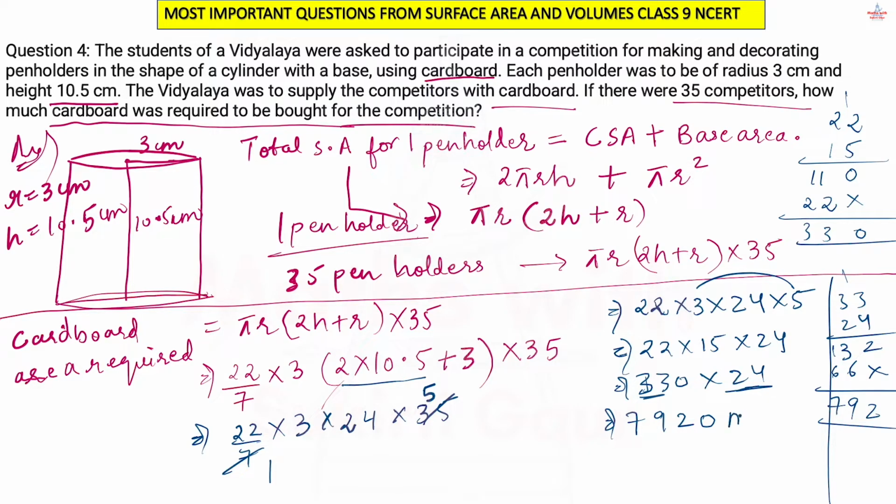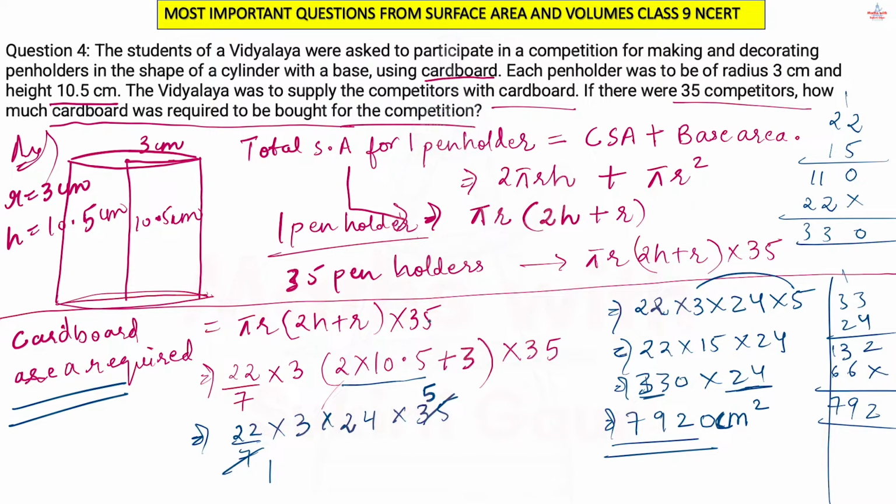So this you have got in centimeter square, right? 7920 centimeter square. This is the area of the cardboard required for 35 competitors. So we have done all the things at first and then we just put the values and got the answer, so that there is no mistake in the answer. Otherwise some of the students can forget that it was for 35 competitors, some of them can forget what the formula is, right? So do all these things very systematically and you will be accurate in your answers.